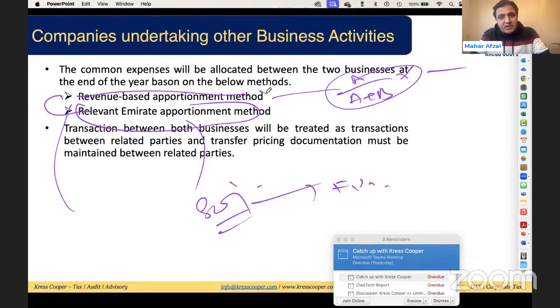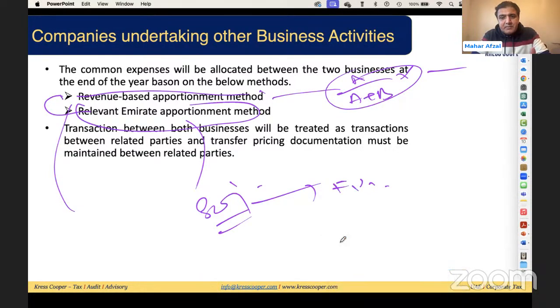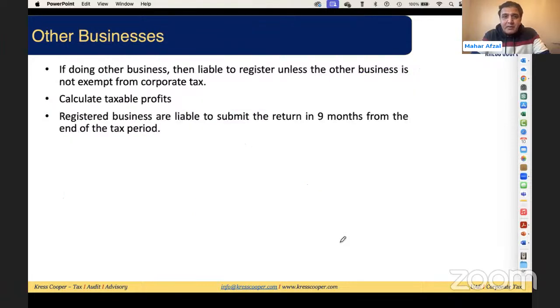Our expenses need to be apportioned while calculating the taxable profit, because the businesses involved in the extractive and non-extractive natural resource businesses need to calculate their taxable profit. While calculating taxable profit, they need to apportion the expenses, and while apportioning the expenses, there are two methods: the revenue-based method and the relevant Emirates method. We'll discuss this in the guide as well.